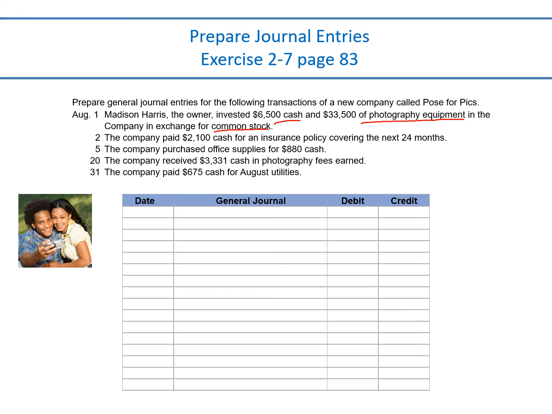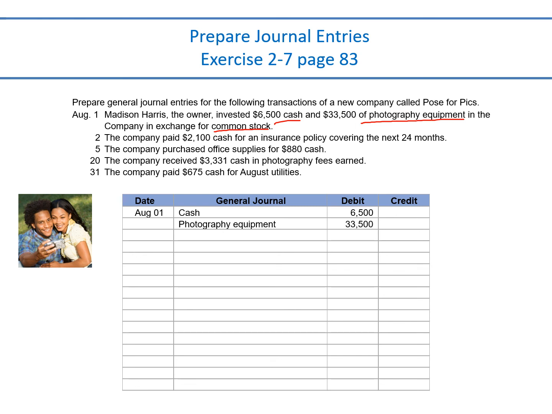So if Madison Harris is investing cash in the company, the cash balance is going up. And how do we increase a cash balance, a debit or a credit? Debit, right? So we put our date in, cash, debit is $6,500. And then we also know that Madison Harris is investing $33,500 of photography equipment into the company. And so the company is getting equipment, and so our balance is going to go up. And to increase the balance in an asset account, equipment, we debit, right? So we have a debit of $33,500 for photography equipment.